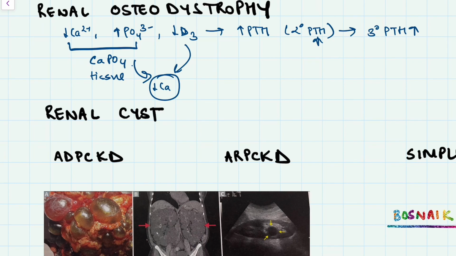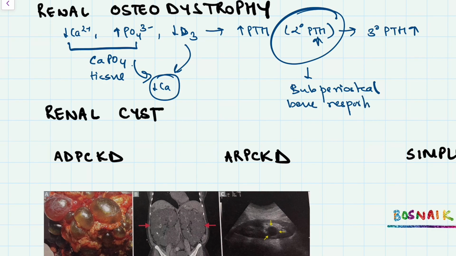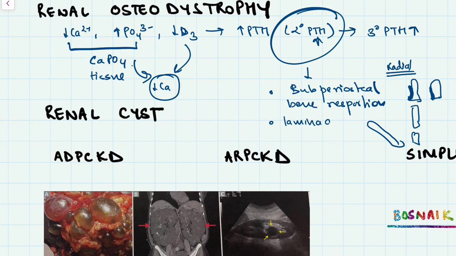Due to renal osteodystrophy, we can see subperiosteal bone resorption, and the earliest site where it happens is the phalanges. It especially occurs on the radial side of the distal phalanx. So this is the thumb, this is the index finger. So here we will see subperiosteal resorption. The other features are that there can be loss of lamina dura in the teeth. It can be associated with brown tumors. And in the skull we see the special appearance that is called the salt and pepper appearance of the skull.